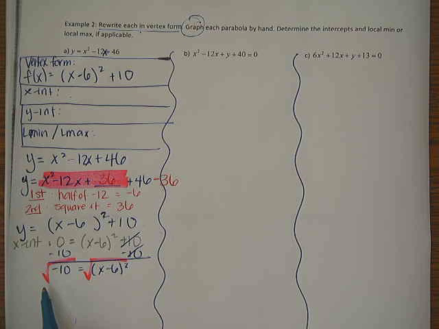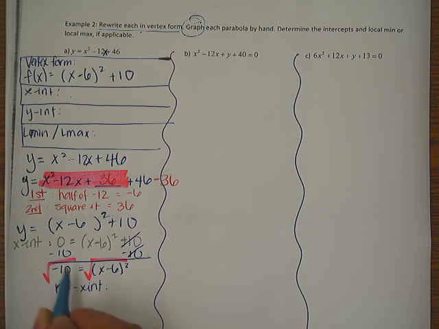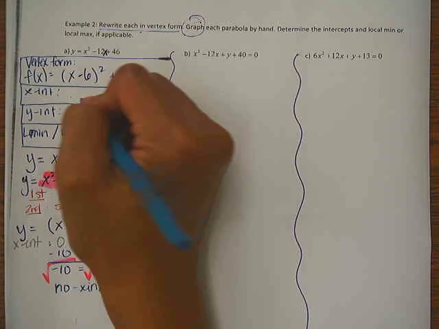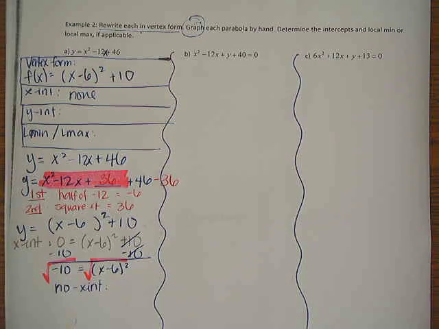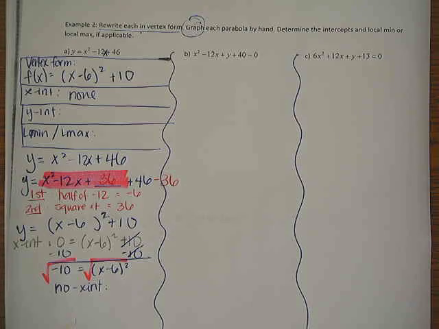You can't take a square root of a negative number. Therefore, no x-intercept. Okay? Because it's not possible. You can't take a square root and solve for x from a negative 10. So x-intercept, we're going to say none. This means it's not going to cross over my x-axis. Okay?